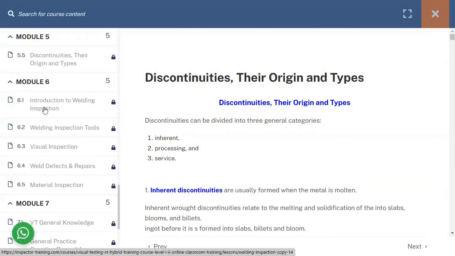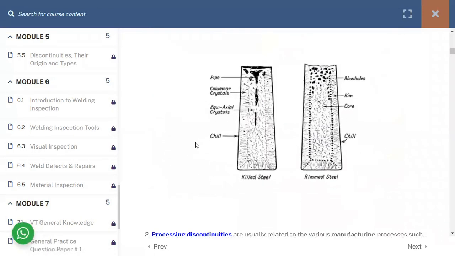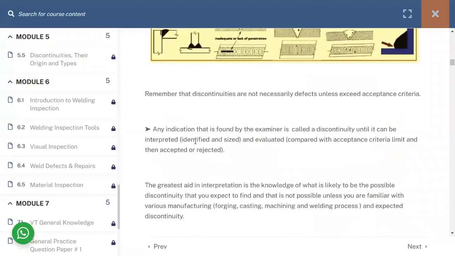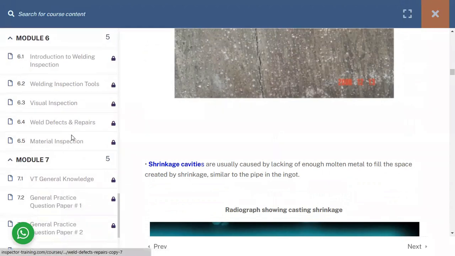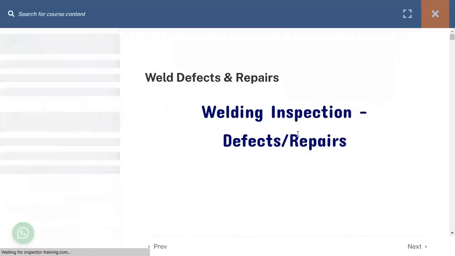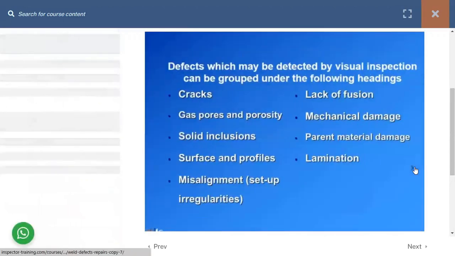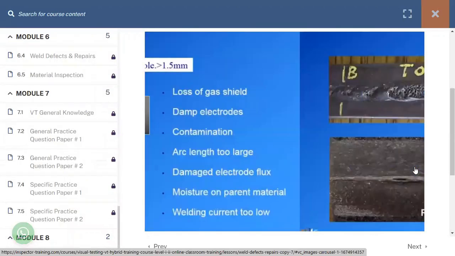There are so many similarities. And it comes with lots of pictures, and each lesson has its own video that explains in detail the lesson. And then welding inspection tools, visual inspection, weld defects and repairs, and material inspection. So these are all PowerPoint presentations. Let's go to weld defects and repairs just to show you how it works. So we have a comprehensive PowerPoint presentation with lots of pictures here, as you can see, with welding defects.